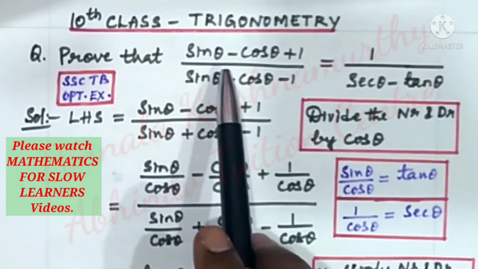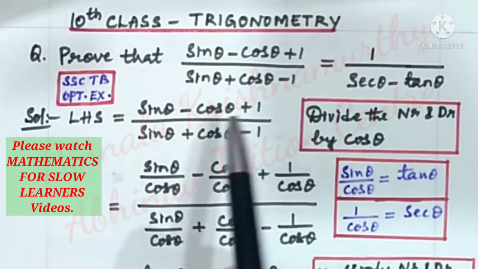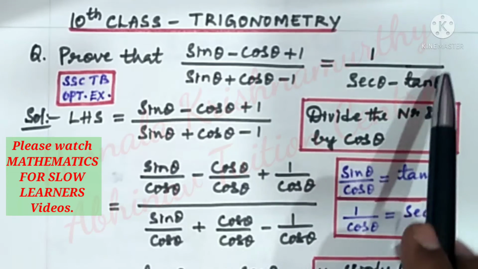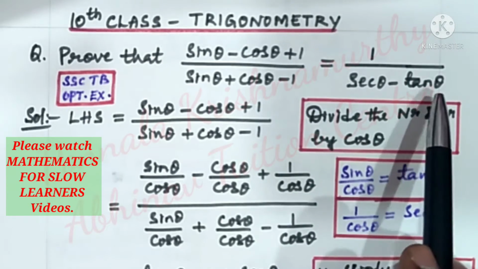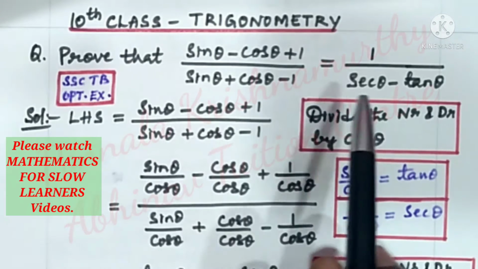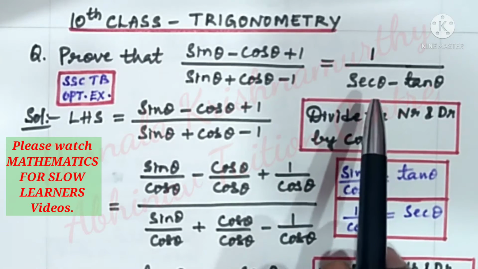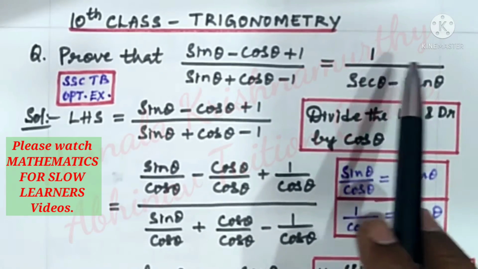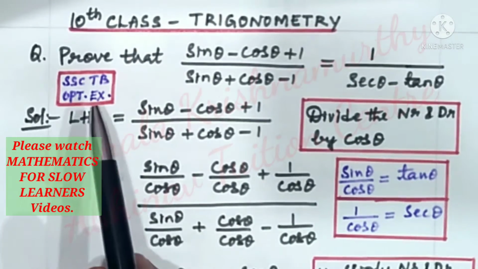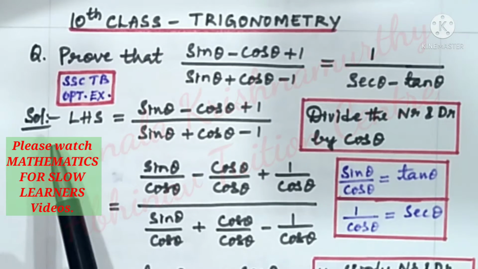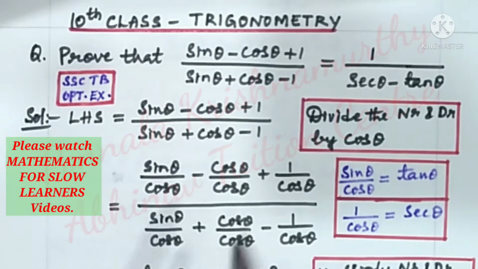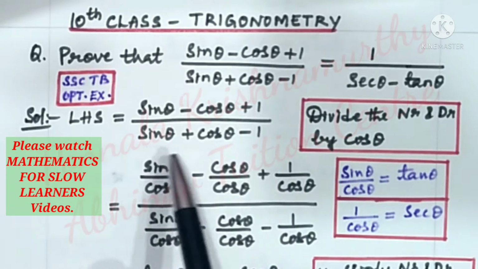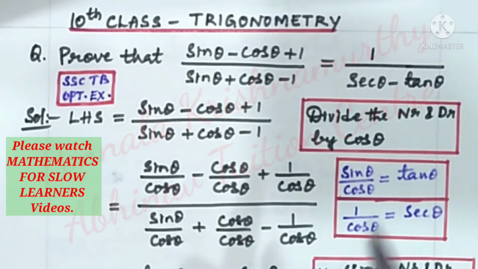Prove that (sin theta minus cos theta plus 1) by (sin theta plus cos theta minus 1) is equal to 1 by (secant theta minus tan theta). Observe carefully, we need to get secant theta minus tan theta in the denominator and 1 in the numerator. Reference is here, solution LHS. This one is here, (sin theta minus cos theta plus 1) by (sin theta plus cos theta minus 1).